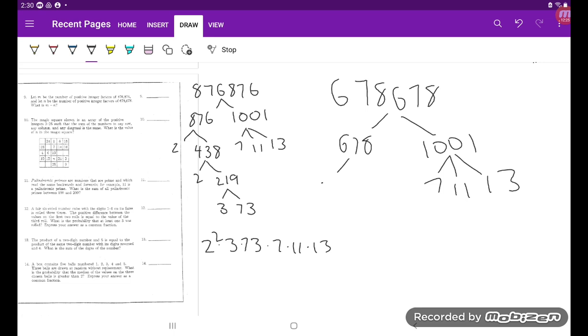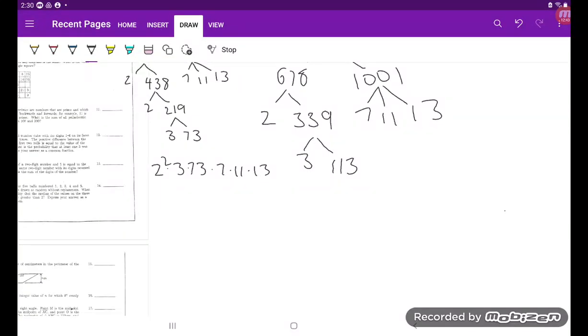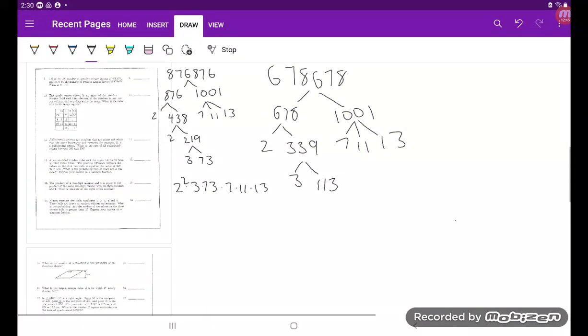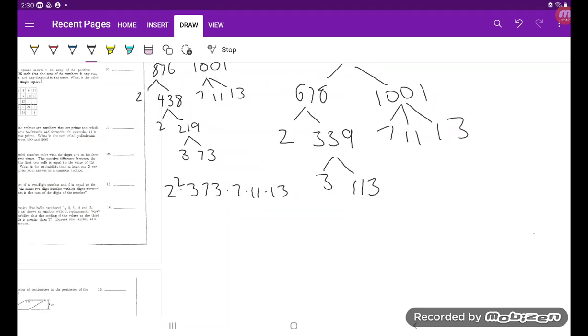6, 7, 8 is even, so you can get 2, 300, and 339. That's divisible by 3 because the digital sum is divisible by 3. So 113, and is 113 prime? I spent a couple minutes trying to figure out if it's prime.